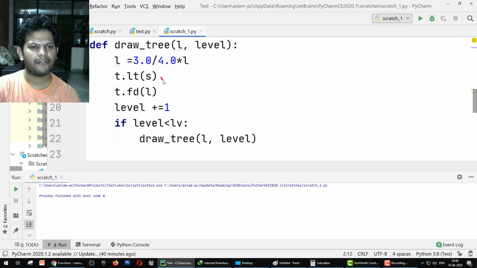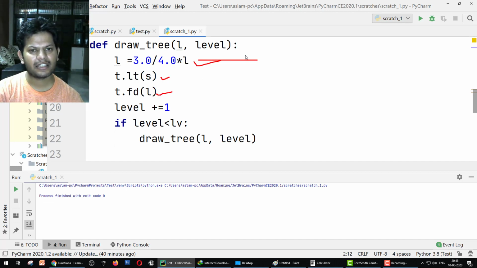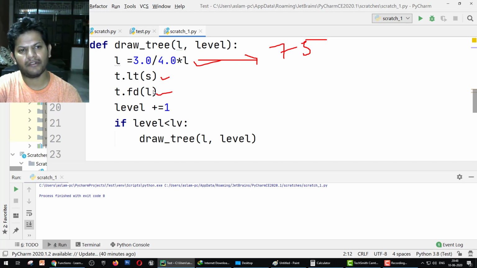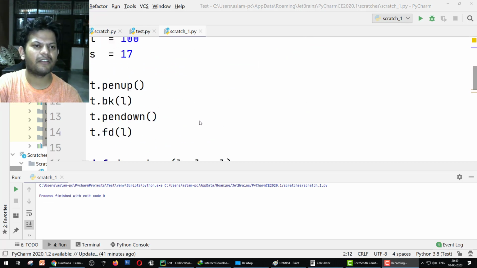So the angle is 17, the first distance is 75. Okay, next is forward L. This distance is 75 but not drawn. This value changes from L 100 to 75. The first step is the cursor, our pen nib rotates 17 degrees. Okay, the second step is draw 75, until level plus equal to 1. It means plus 1 means first step, then second step, every step has plus 1 till when level is less than level. Level we defined as 11.